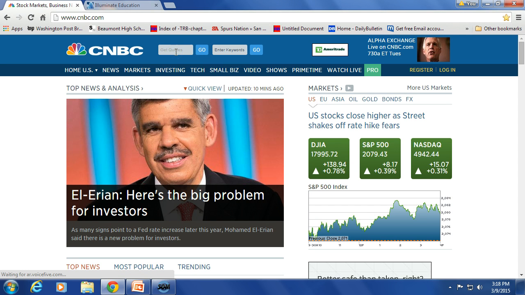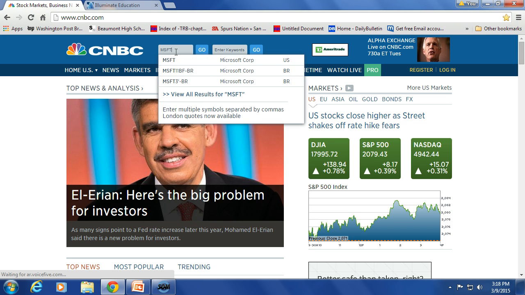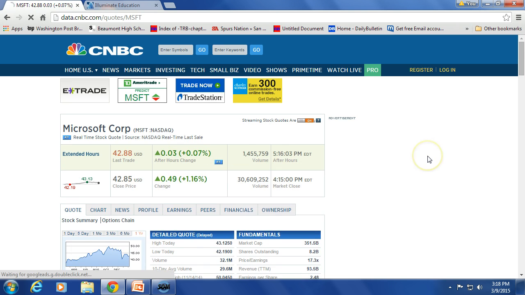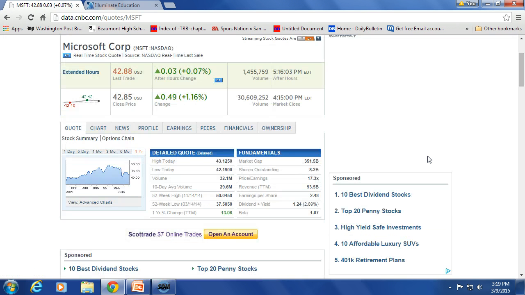Now you can also see how individual companies are doing. So if you take a look to the left and we put in the ticker for Microsoft, it's just the symbol for Microsoft, MSFT. We go ahead and click on that here. And we can see overall for today and throughout the year how Microsoft is doing. The close price for today was $42.85 per share. It was up about 1%.